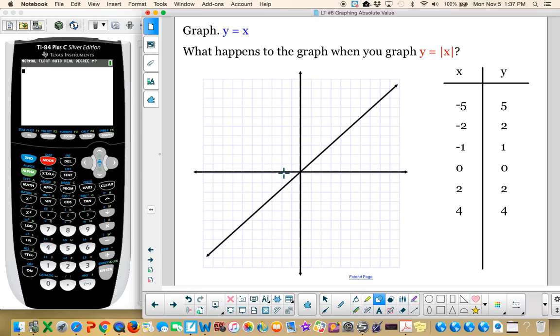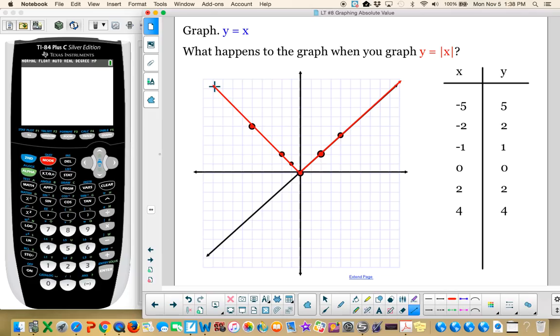-5, 5. There's my first point. -2, 2. -1, 1. 0, 0. 2, 2. And 4, 4. So you can see we get what we call a V shape. Our absolute value function will be graphed and look like this, a V shape.